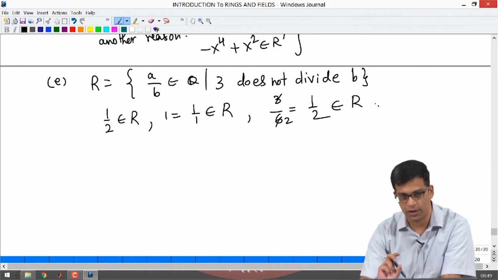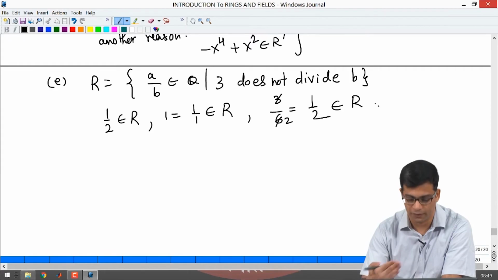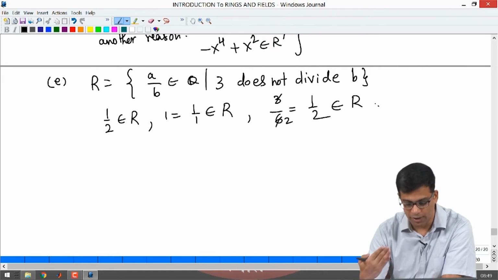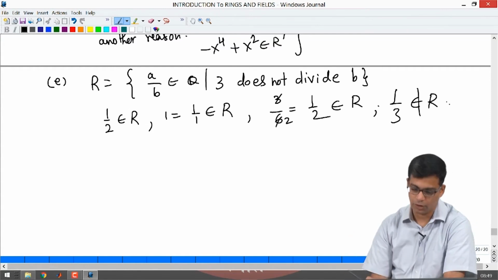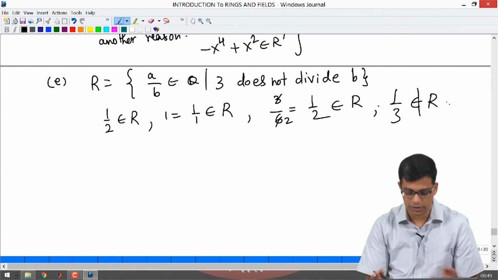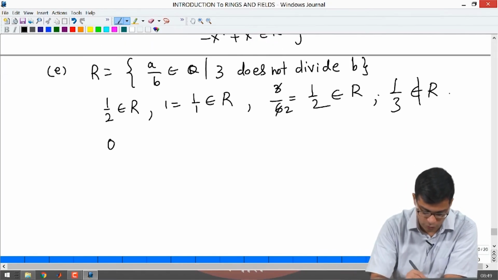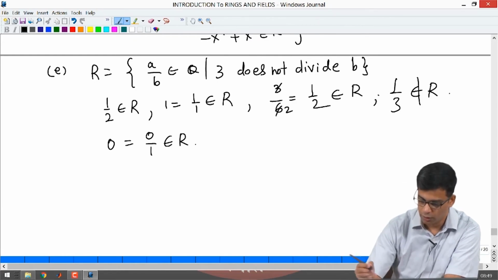So, you have to check whether 3 divides the denominator or not after you cancel the common factors of numerator and denominator. After you cancel the common factors, if 3 does not divide the denominator, it is there; if 3 divides the denominator, it is not there. Okay. So, I hope the set is clear. It has 1 there, it also has 0, right, because 0 can be thought of as 0 by 1. So, 0 is also there. Now, is this a ring?